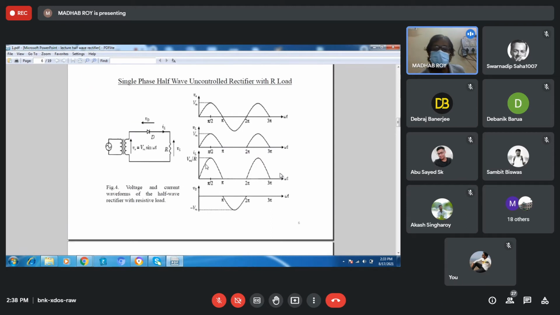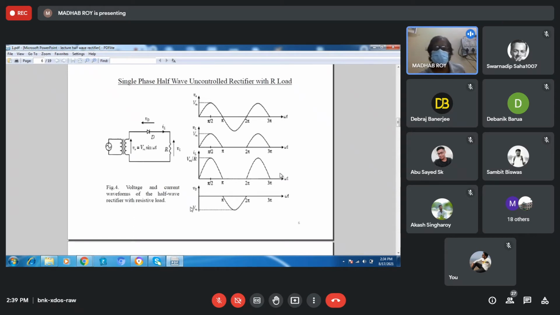So the current flowing through the resistance, the peak current, is Vm by R, and this is the voltage across the diode when it is in reverse bias condition. Otherwise, in forward bias condition, the voltage across the diode will be almost zero, because in ideal condition we have assumed that it has no drop. So this is the operation of the single phase rectifier.